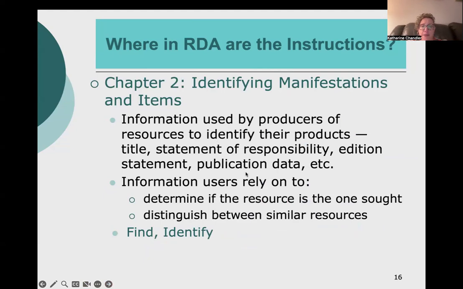Chapter 2, identifying manifestations and items. Information used by producers of resources to identify their products: title, statement of responsibility, edition statement, publication date, etc. Information users rely on to determine if the resource is the one sought, distinguish between similar resources, so find and identify.